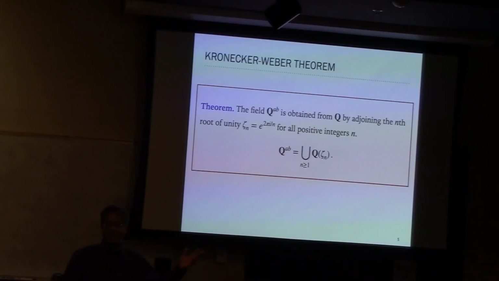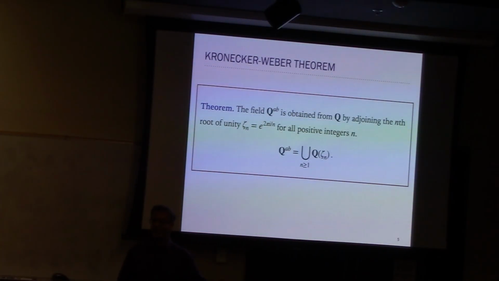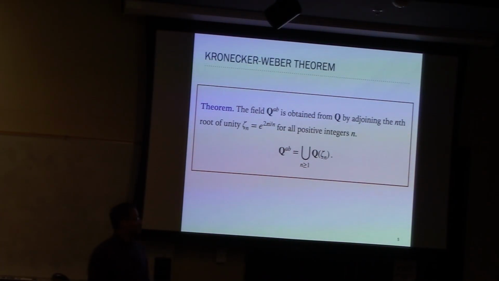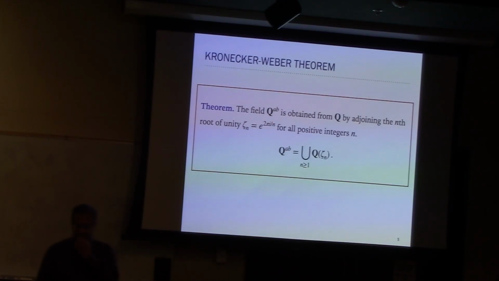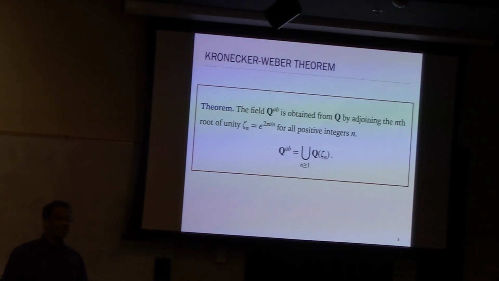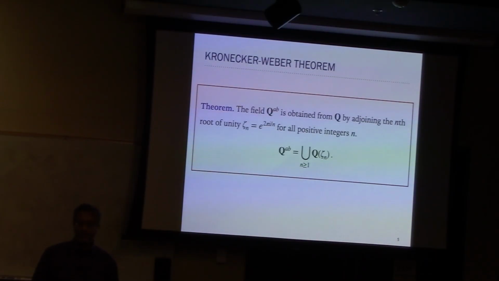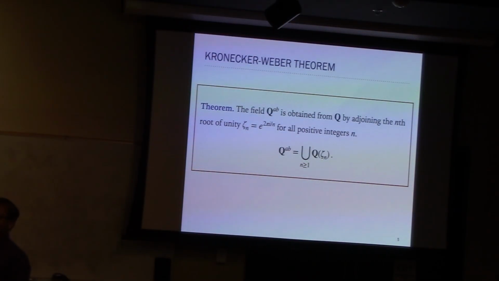So that's the theorem. And the square root of d is contained inside Q adjoin zeta n for some n. And it turns out that 4d works. The square root of d will always be contained inside Q adjoin zeta 4d. But not just the square roots, every abelian extension that you can make from the rational numbers will be contained inside Q adjoin zeta n for some n.